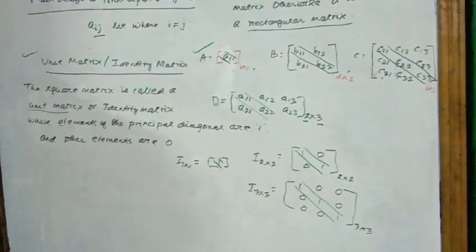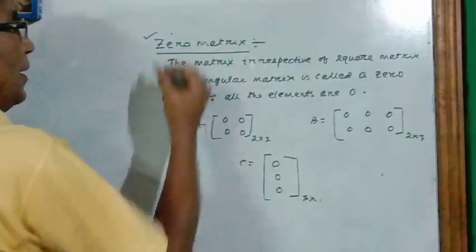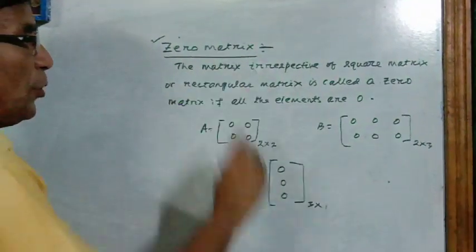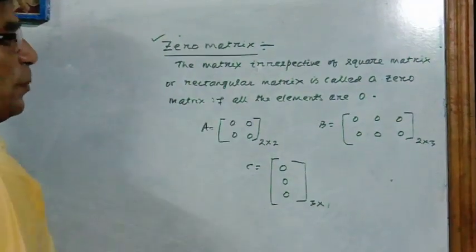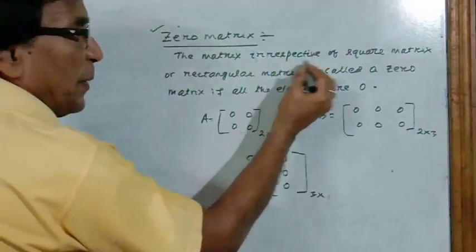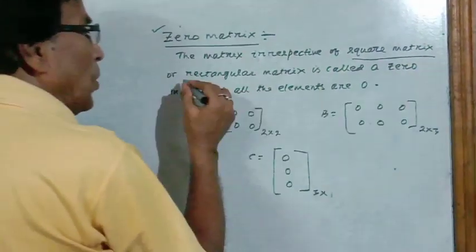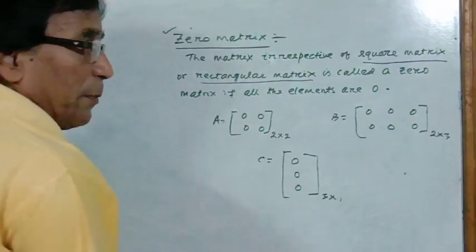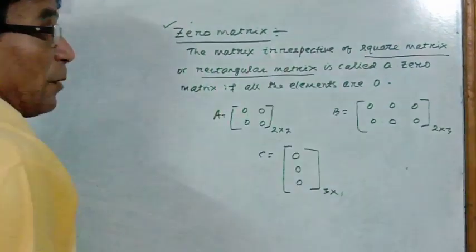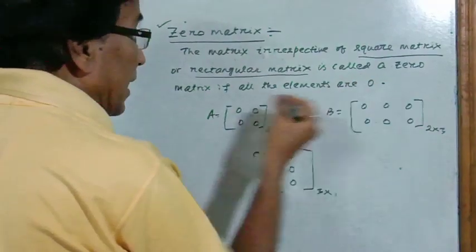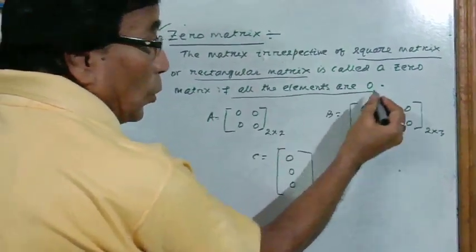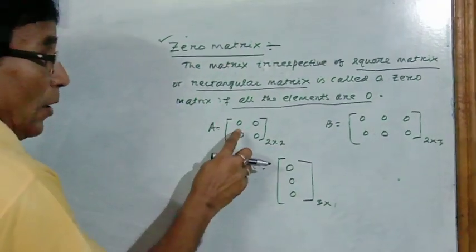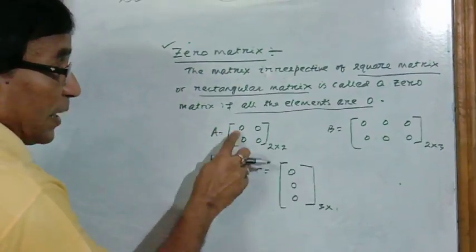Now next we will consider what is a zero matrix. The definition of zero matrix is a matrix, irrespective of square matrix or rectangular matrix. That means a zero matrix may be a square matrix, a zero matrix may be a rectangular matrix, but the condition is that if all the elements are zero, then it is called a zero matrix. So I can say that here all the elements of the 2 cross 2 matrix are 0.